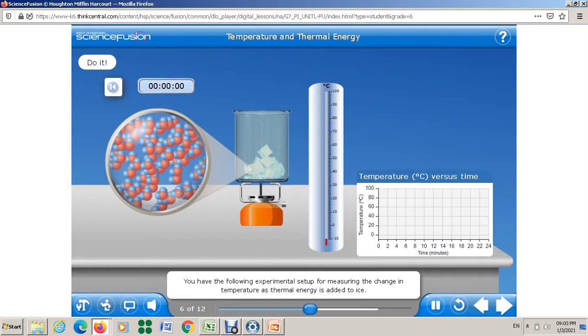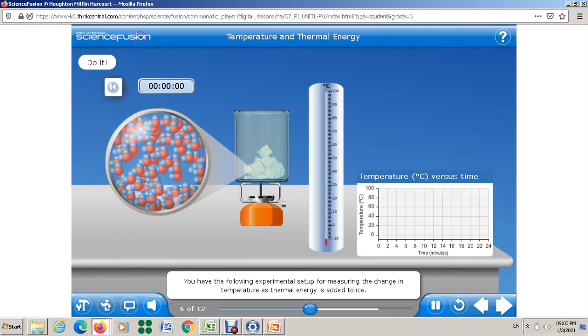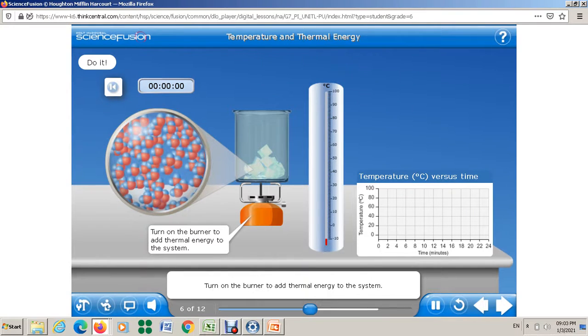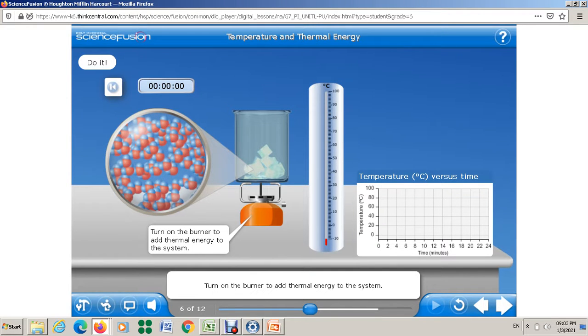You have the following experimental setup for measuring the change in temperature as thermal energy is added to ice. Turn on the burner to add thermal energy to the system. The first thing, I'm going to turn on the Bunsen burner. Okay, look, I'm going to turn it on.